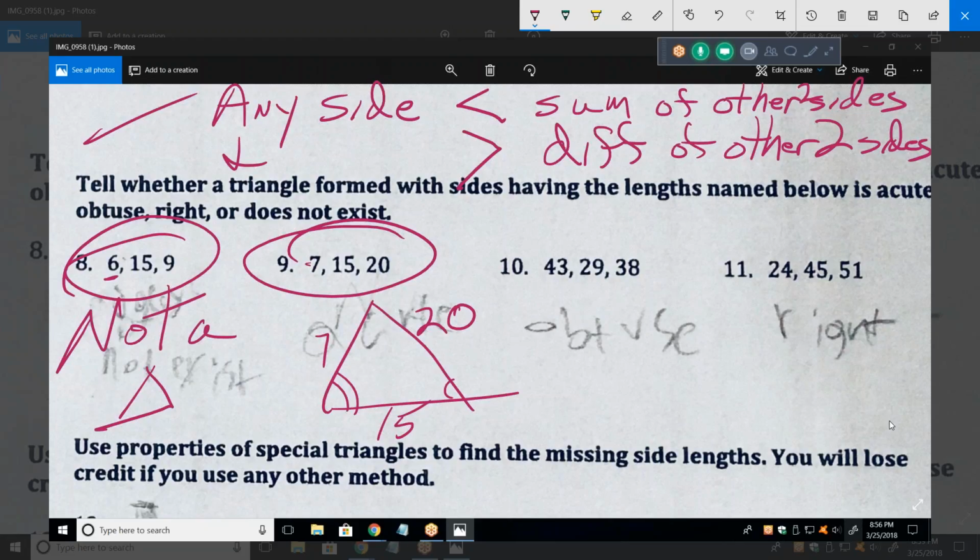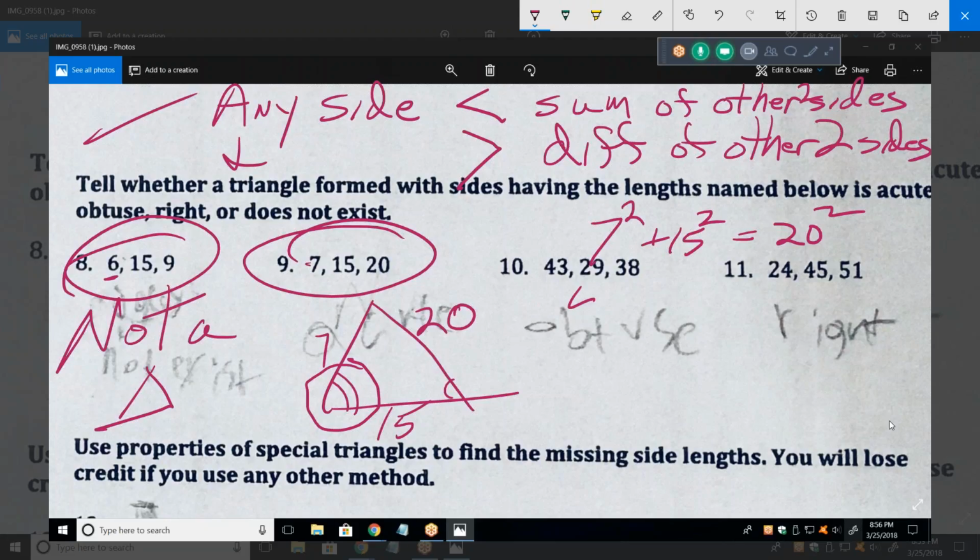So what we have to do is use the Pythagorean theorem here. If this angle right here was 90 degrees, then 7 squared plus 15 squared would have to be equal to 20 squared, correct? Yeah. If it is less, then it's an acute angle. If it is more, it's an obtuse angle.